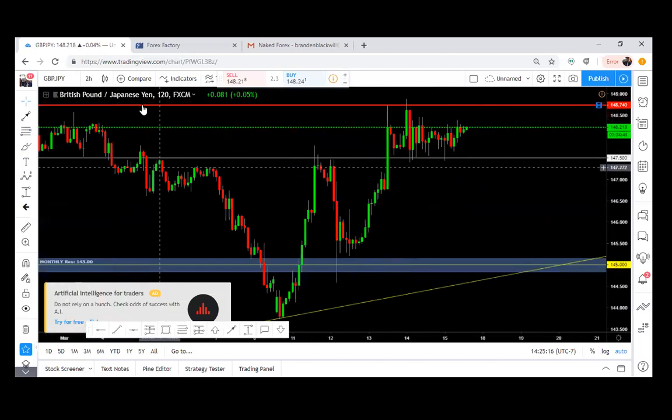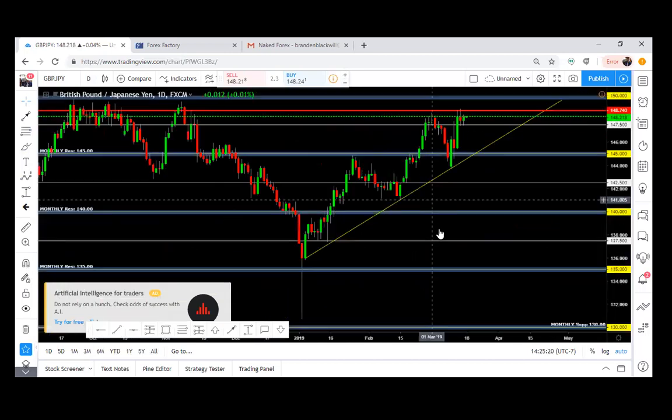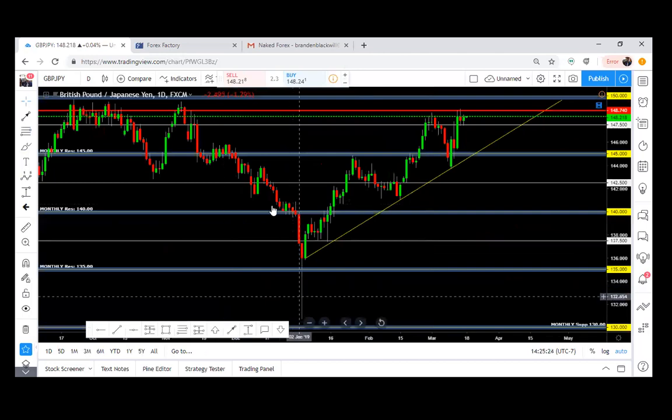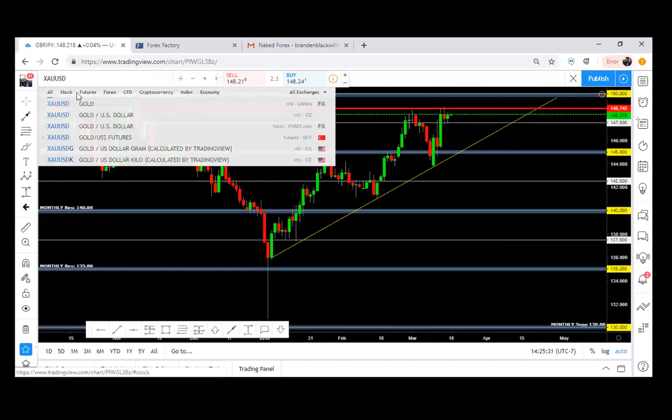These are pairs I would be watching, but keep in mind that it's going to be very volatile, just like the past few weeks, because of all the talks around the economic events. All right, so that's GBP JPY. One more pair, gold.